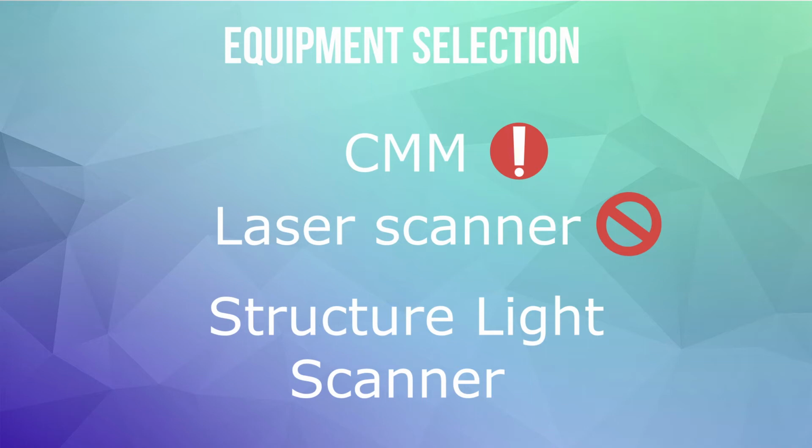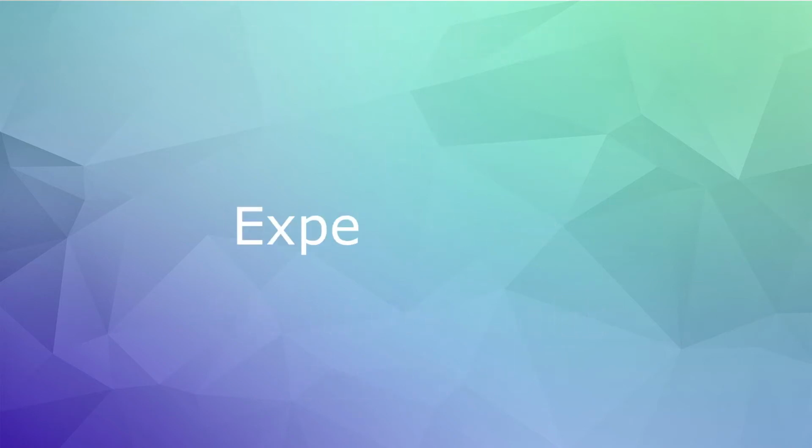Structured light scanner is the most suitable equipment for 3D data collection. Its accuracy is higher than laser scanner and scanning efficiency is higher than CMM. Most importantly, its defects can be solved manually by researchers. Next, let's move to the experiments.